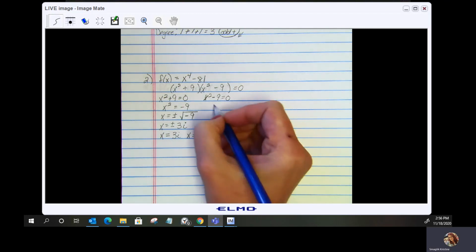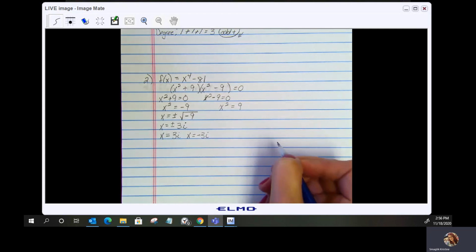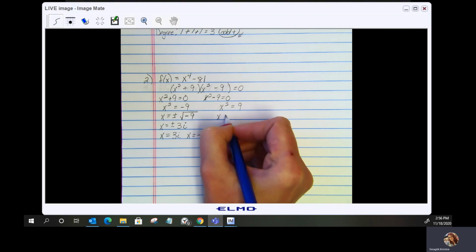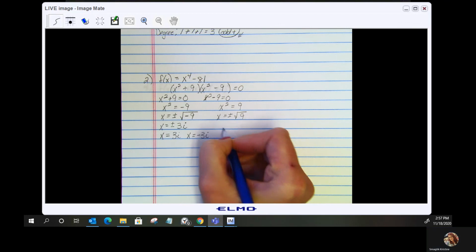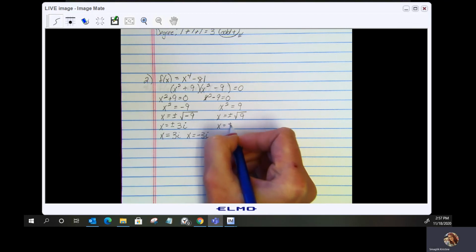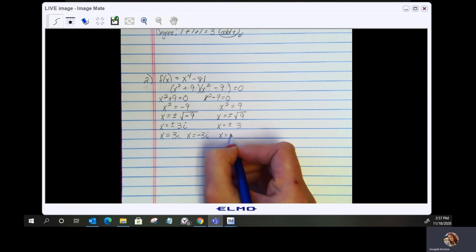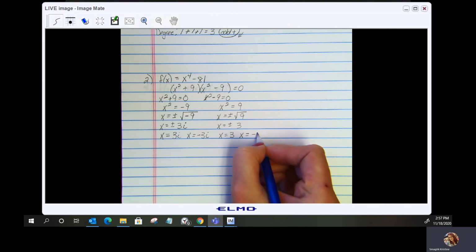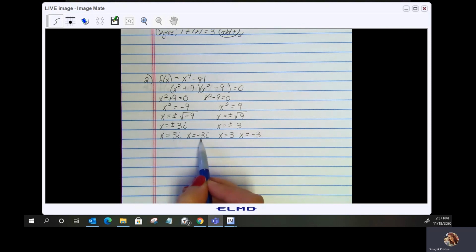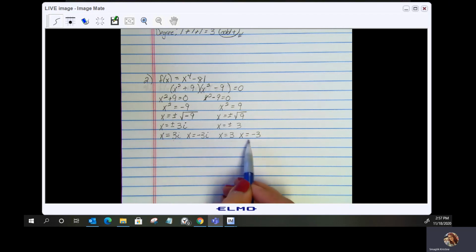Now let's take a look at this other factor. If I add 9 to both sides, I get x squared equals 9. Take the square root of both sides. x equals plus or minus the square root of 9. x equals plus or minus 3. So that means I also have x equals a positive 3 and x equals a negative 3. Okay, here's my 4 solutions. 4th degree polynomial, 4 solutions.